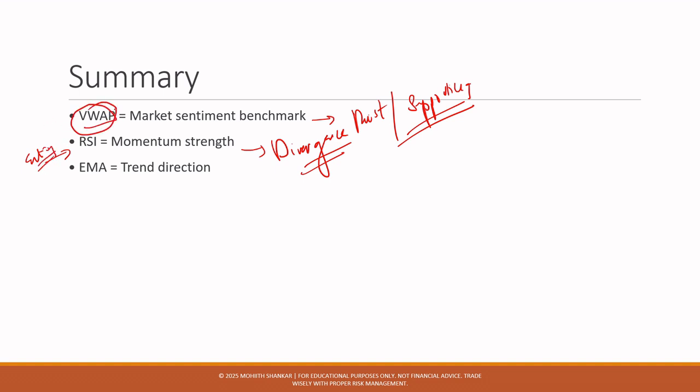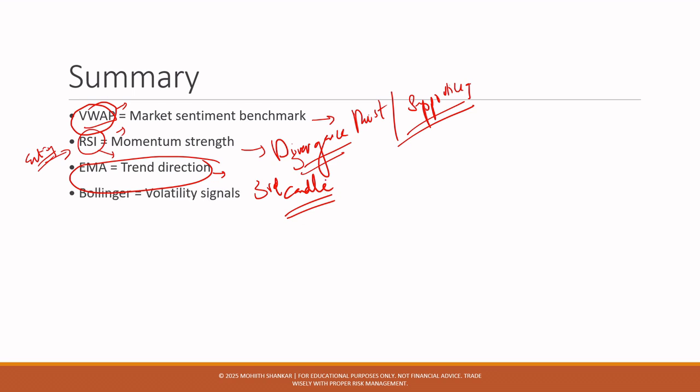Volume weighted average price is a confirmatory signal. RSI is also a confirmatory signal, although it indicates that okay fine, the market might change, but the exponential moving average is more for our entry. Always wait for the third candle after the crossover. Make it a rule: third candle after crossover.